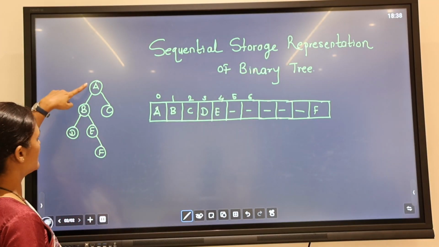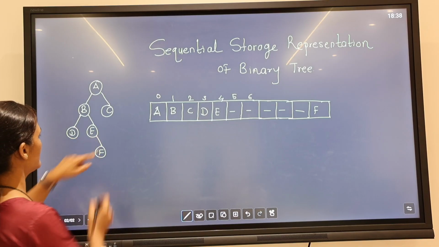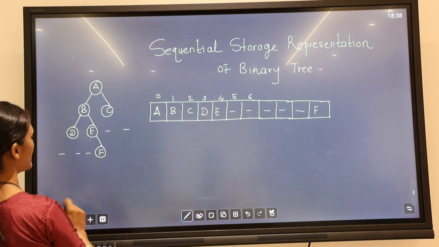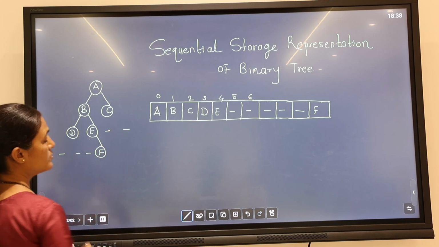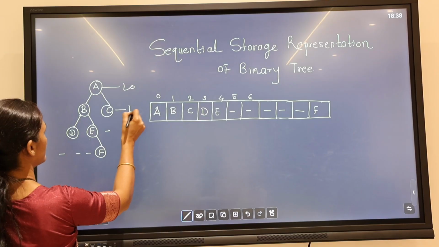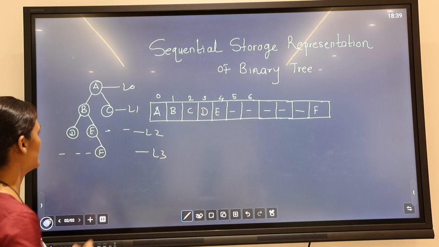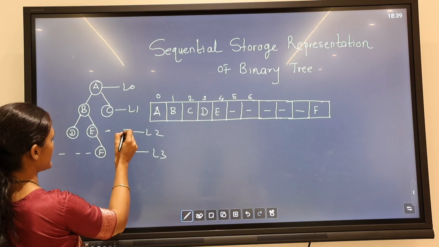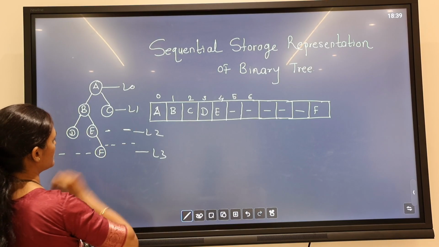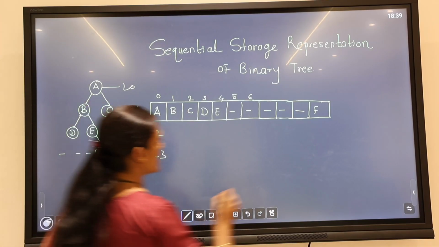In this way, the sequence is A, B, C, D, E, blank, blank, again D, blank, blank, E, left child, blank. For this, you have to complete all the levels of the tree. Means this is level 0, level 1, level 2 and level 3. So again C has left child, right child, its two children, and right child, two children. So total there are 4 blanks after node F.